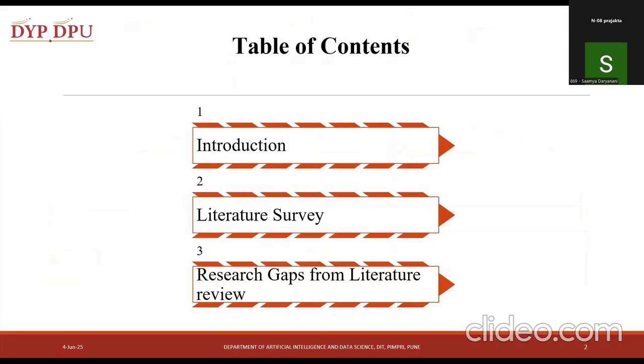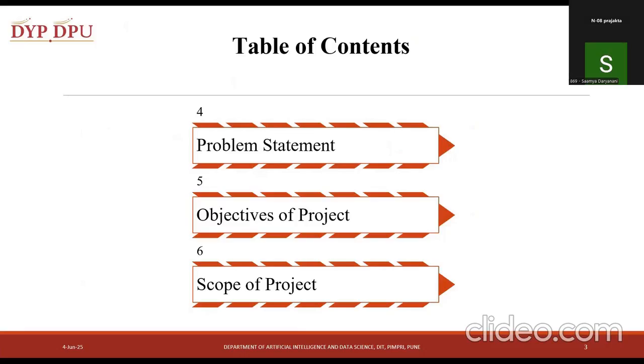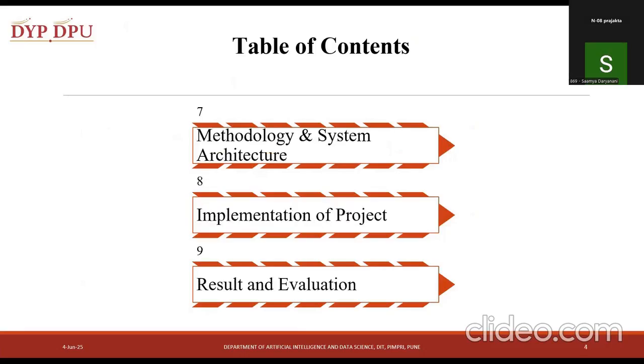This is the table of contents for our presentation. We will start with a quick introduction and background. Then we will move through literature survey, problem statement, objectives, and scope. We'll explain the system architecture and methodology, followed by implementation details, results, challenges, and finally, the conclusion and future scope of our project.